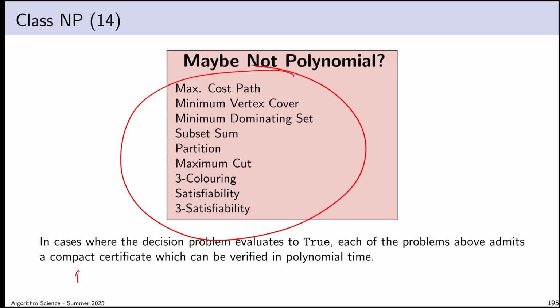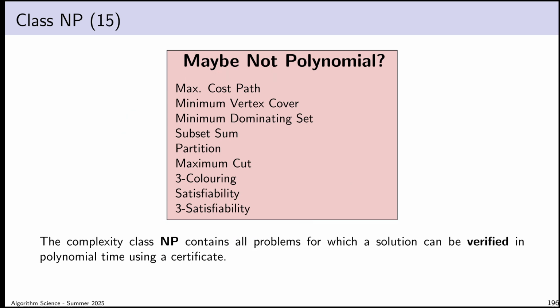And actually, the word compact is a sort of weasel word there. Really what I mean is a certificate of polynomial size, so something that I could feasibly verify in polynomial time. And we can actually give a name to problems that have this property. So if a problem is a decision problem that can be verified in polynomial time, then we're going to add it to a class called NP.